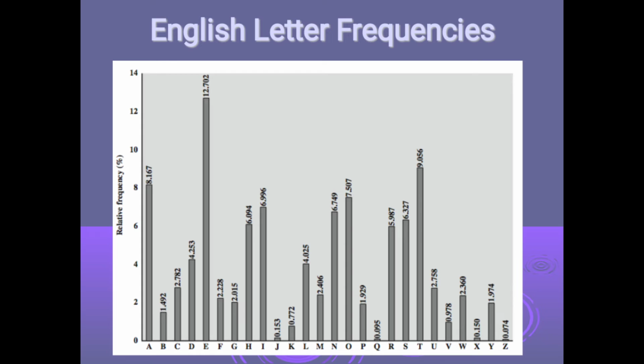We could see in this picture the frequency of the letters. E is the most frequently used letter, but the least frequently used is Z. Like that, we are using some of the letters very frequently, and some of the letters very less frequently.